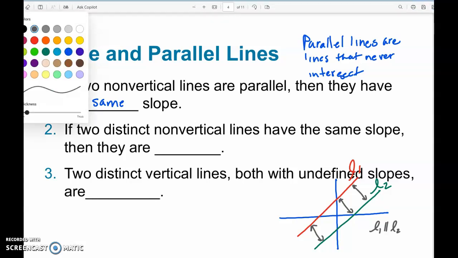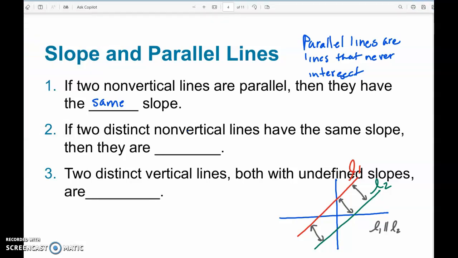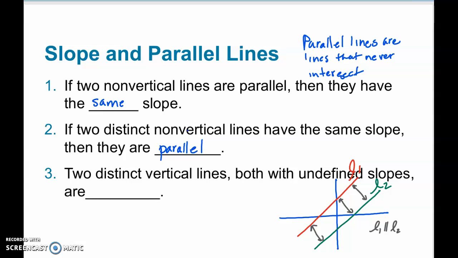Now, the next sentence says if two distinct non-vertical lines have the same slope, so if you look at the equation and you see the same slope, then you can assume that they are parallel lines. So it works both ways. If you have two lines that are parallel, then you can say they have the same slope, and the reverse is true also. Now, it says two distinct vertical lines, both with undefined slopes, are also parallel.